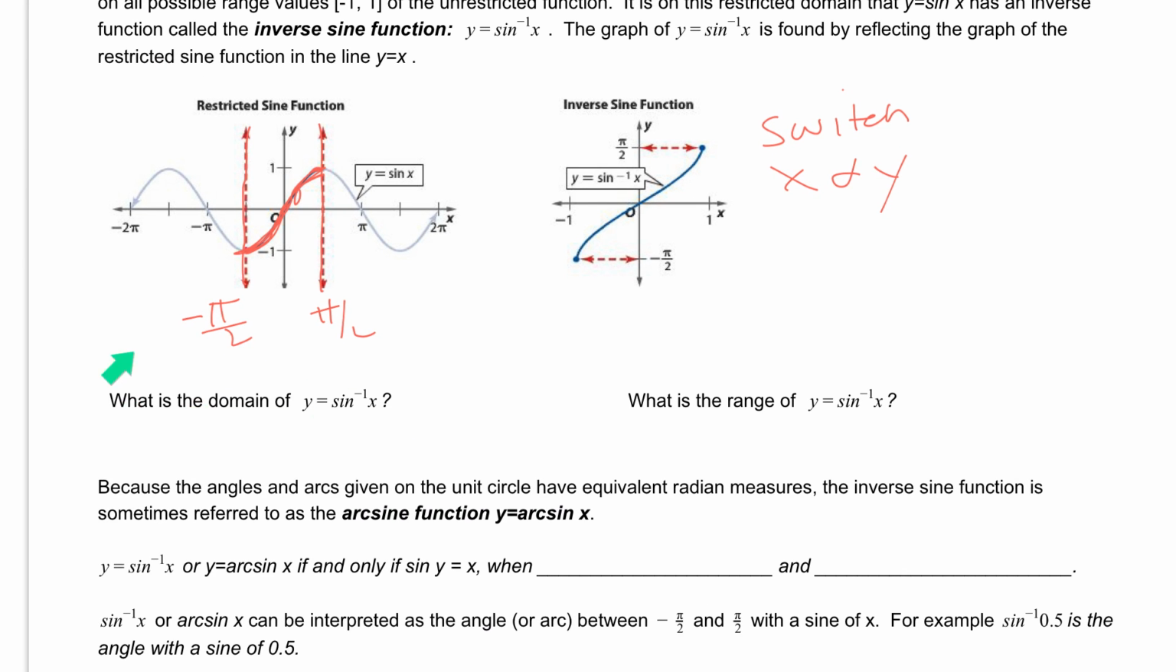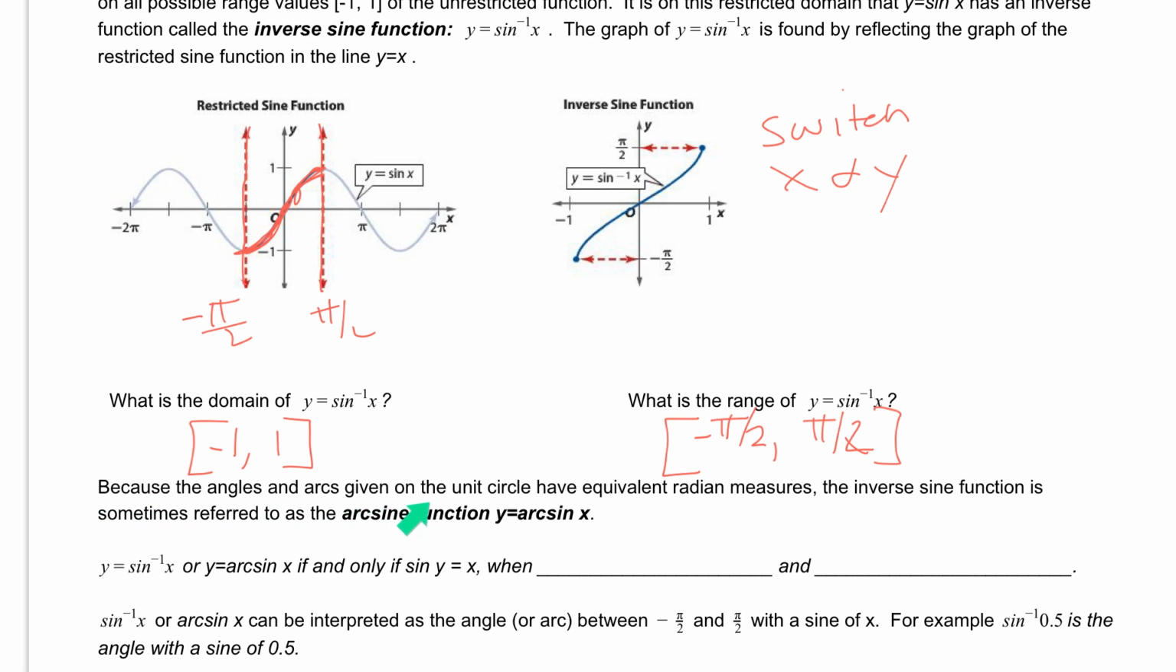So coming down here, what is the domain of our inverse function? Our domain of our inverse function is going to be the same as the range of our original sine function, which is from negative 1 to positive 1, including both. And then what is the range of our inverse sine function? Our range of our inverse is going to be the same as the domain of our regular one, and that domain is the one that we're looking from negative pi over 2 to positive pi over 2. So our range is from negative pi over 2 to positive pi over 2 for our inverse function.